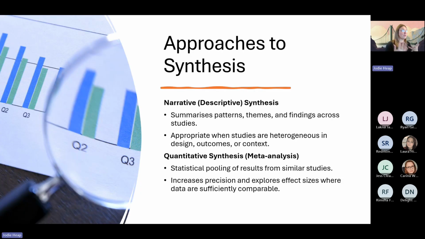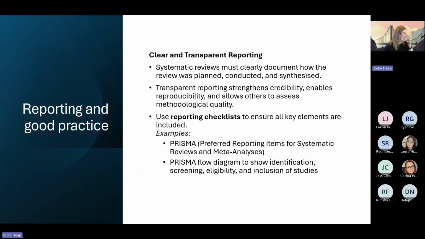So with the write-up, with the synthesis, we can go for a descriptive or narrative synthesis, looking at the patterns or themes that are found across all the studies. This is most appropriate where the studies are pretty heterogeneous in design, outcomes and context, which does happen. Or we might want to do a meta-analysis, where we statistically pool the results from similar studies, and this increases the precision and explores the effect sizes where data are sufficiently comparable. It can happen, it does happen, but sometimes it does not. Sometimes people's results just aren't comparable. It's annoying.